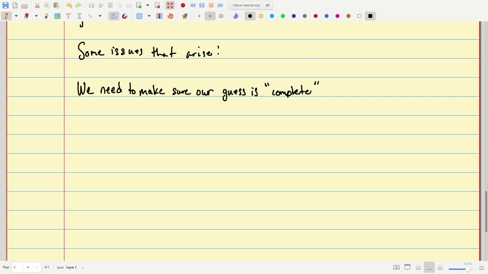When we set things up, one of the things that we need to do is make sure that our guess is complete. In the previous example, what we saw was our function had this form, okay? And the guess that we needed in order to make this work was a guess that looked like this, okay?